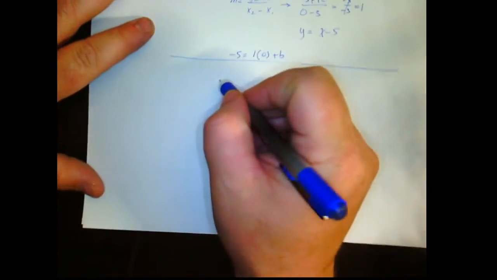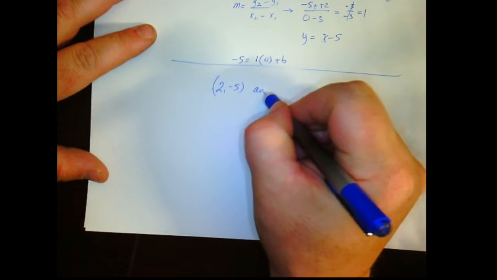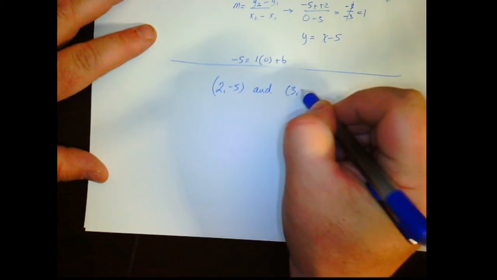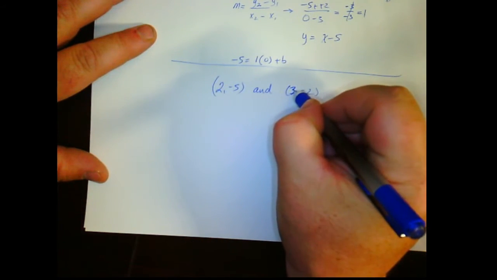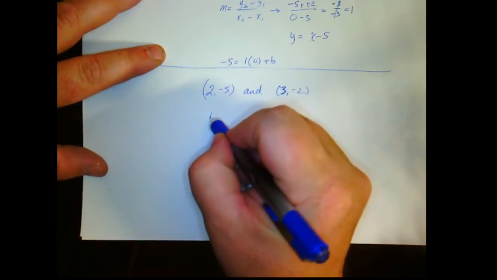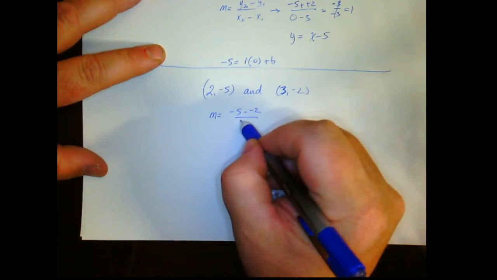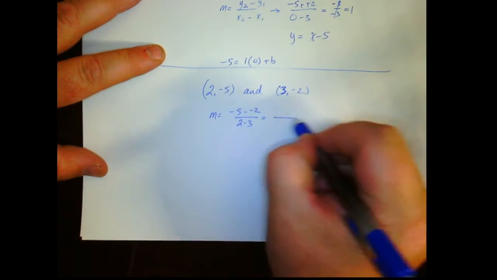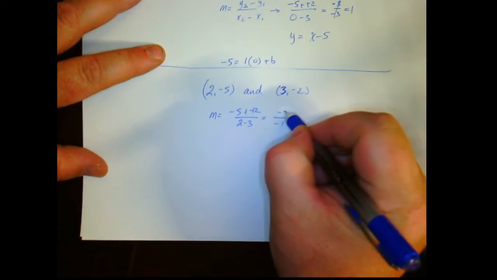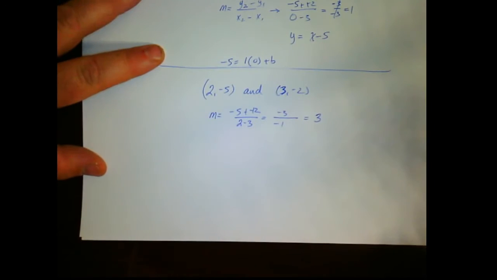This one with the fraction, okay? Let's do (2, negative 5) and (3, negative 2), okay? So we're going to find the equation of the line that goes through these 2 points. So first thing we do is find your slope. Negative 5 minus negative 2 over 2 minus 3. So that's negative 1 on the bottom. Negative 3. So we have a slope this time of 3.